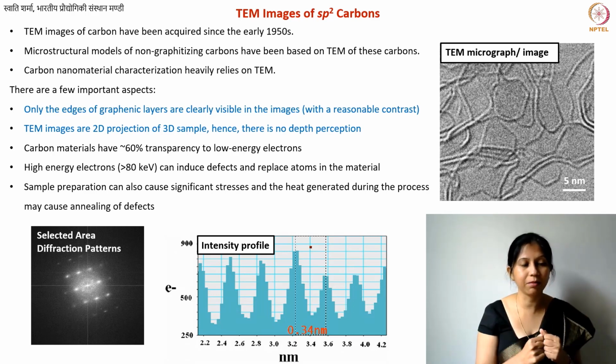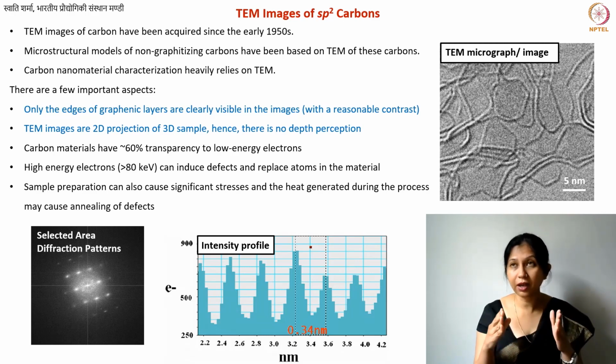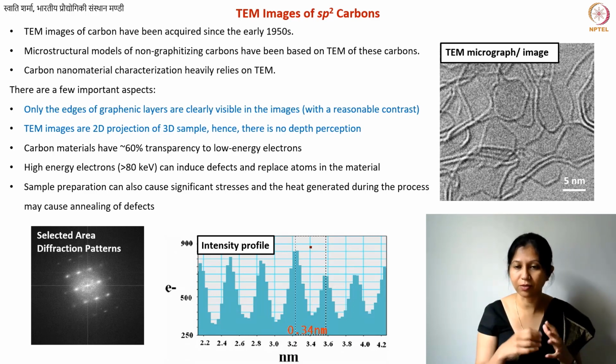Does that remind you of something? What is the layer separation? What is the d-spacing for perfect graphite? 3.354 angstrom. Okay, so this is for perfect graphite.